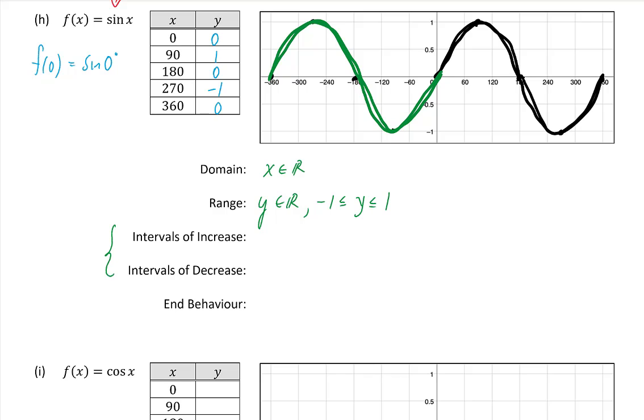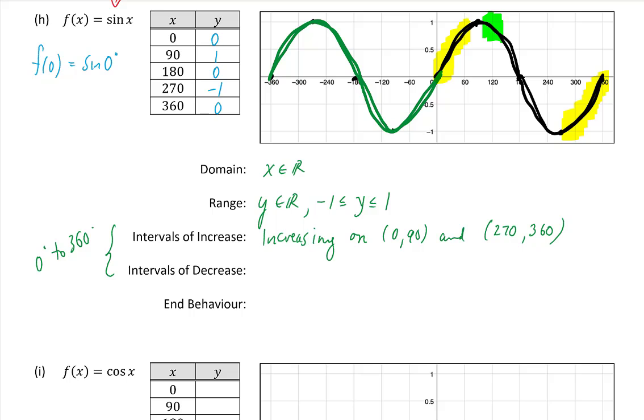For the intervals of increase and decrease, let's just look at 0 degrees to 360 degrees. So we can see it's increasing from 0 to 90 and from 270 to 360. Interval of decrease, we can see it's decreasing from 90 to 270. And notice I just used set notation. End behavior, well, this fluctuates between -1 and 1 indefinitely. So as far as sine and cosine, we're not going to worry about end behavior.